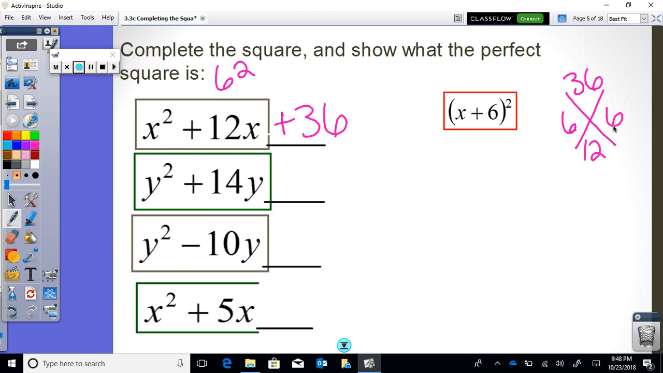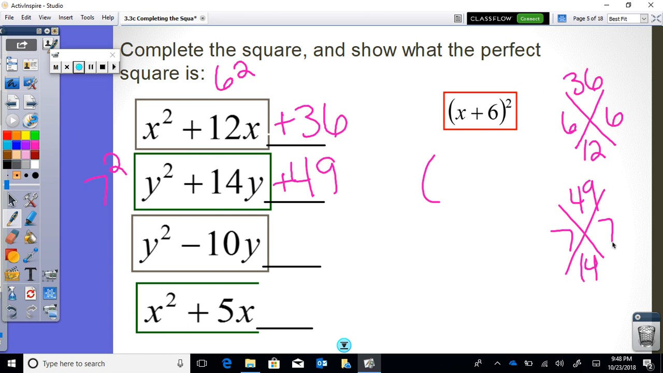All right, the next one here, y squared plus 14y. Half of 14 is 7, and 7 squared is 49. So that's what would make this a perfect square trinomial. Now this perfect square trinomial should factor to factors of 49 that add up to 14, which would be 7 and 7. So it factors to y plus 7 times y plus 7, or y plus 7 squared. Hopefully you're starting to see a pattern here. Half of 12 was 6, it factored to x plus 6. Half of 14 was 7, it factors to y plus 7.